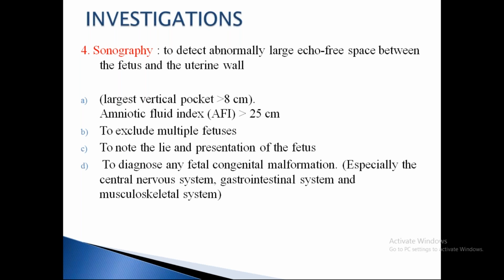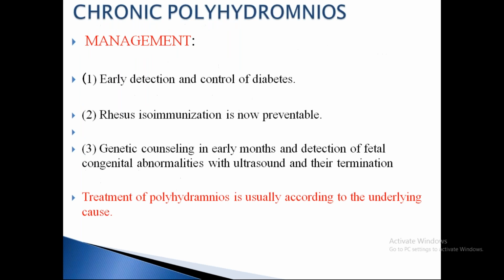What are the things we can see with ultrasonography? We can see whether the fetus is single or multiple. If it is multiple, monozygous or dizygous. And we can see the lie, presentation, position, and amniotic fluid index. And not only that, we can see whether any anomaly is there in the fetus causing this polyhydramnios.